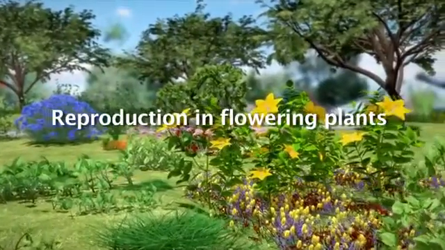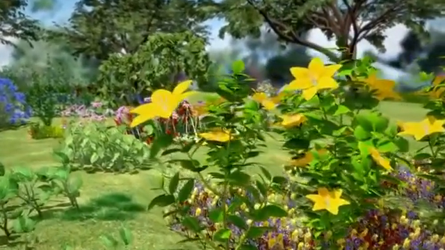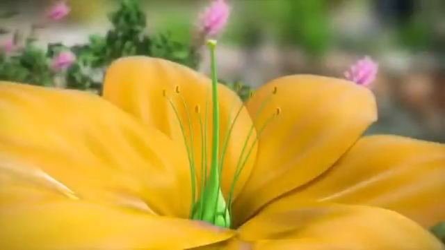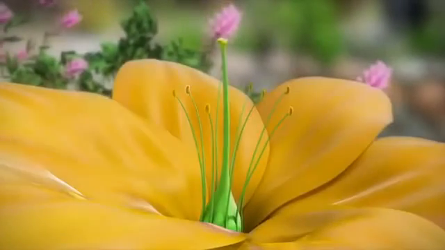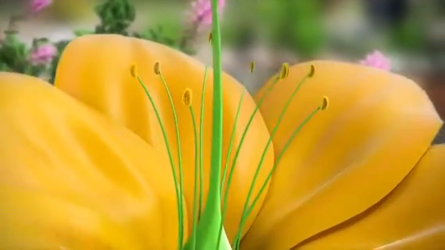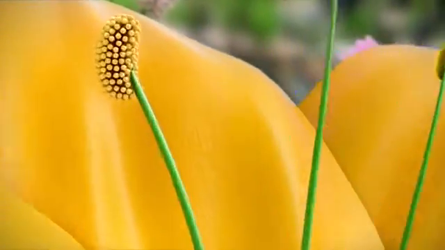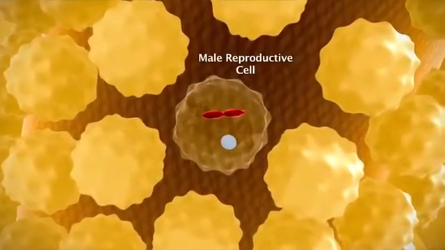Reproduction in flowering plants. Flowers are the reproductive structures in a plant. Stamen is the male reproductive part of the flower. It has a filament and an anther. An anther carries the pollen grains, which have male reproductive cells.